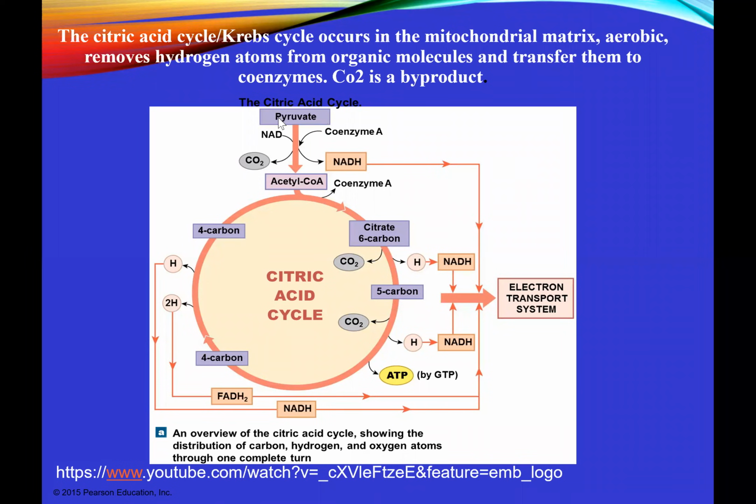So it is aerobic. As the molecules are converted to different chemicals in a series of reactions that goes round and round, it will only make 2 ATP. Again, it's not going to make too much ATP. It's going to make only 2 molecules of ATP, but it will make electron carriers called NADH and FADH2.